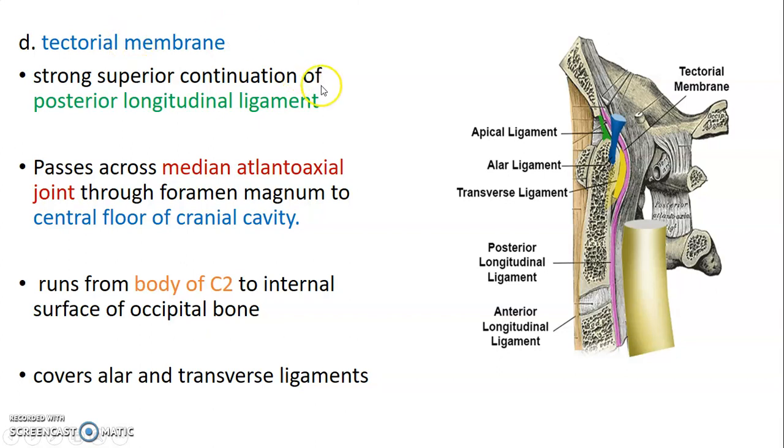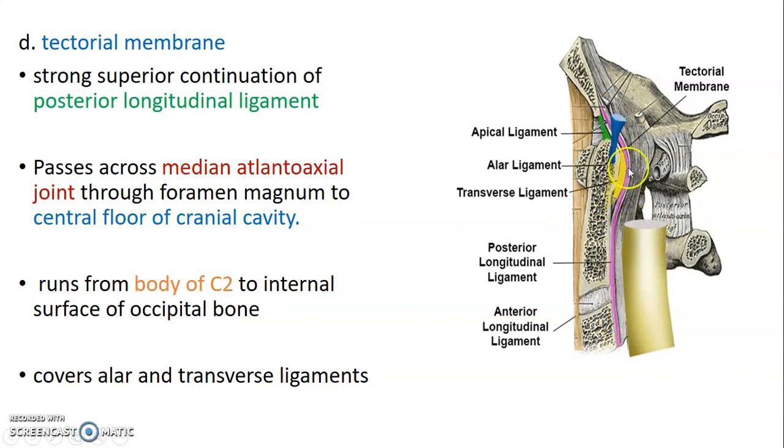Then we go to the tectorial membrane. This is your tectorial membrane in purple. Remember these are your vertebral bodies: anterior longitudinal ligament, posterior longitudinal ligament, and superiorly it continues as the tectorial membrane. The tectorial membrane is a strong superior continuation of the posterior longitudinal ligament.